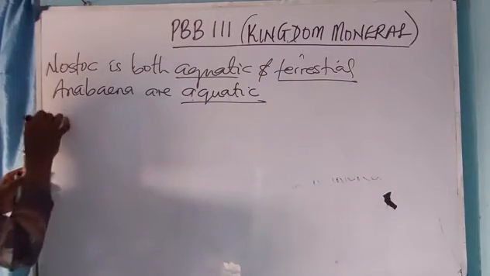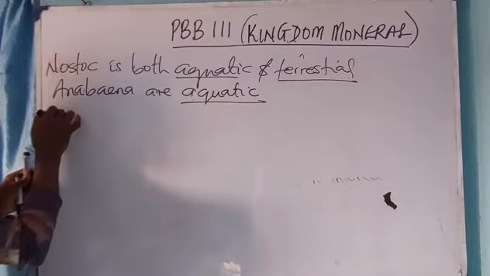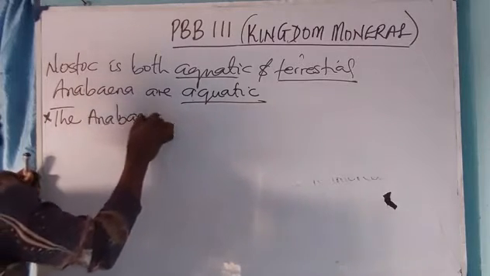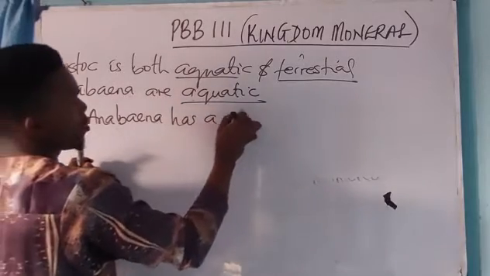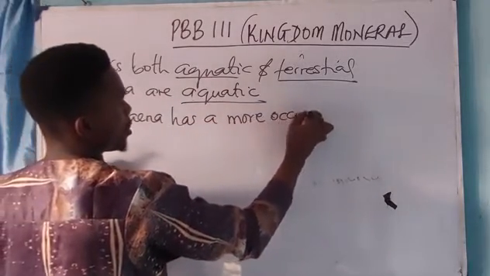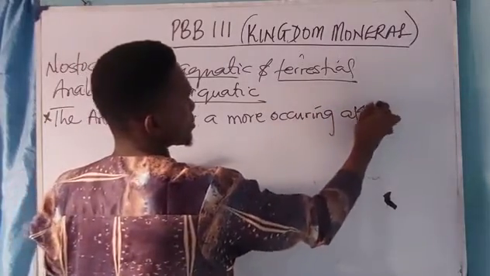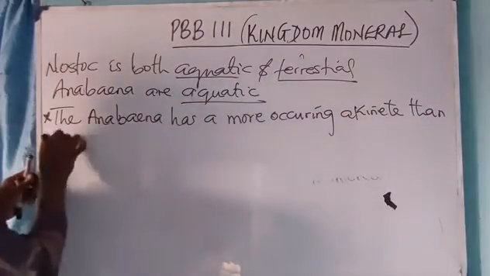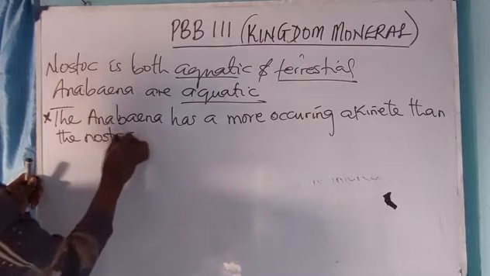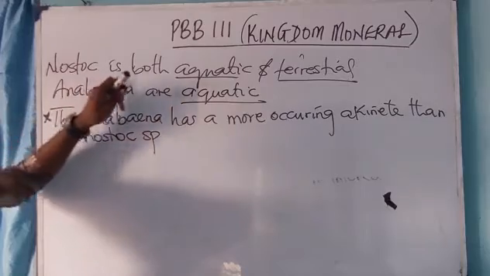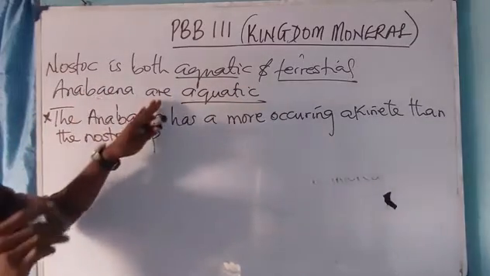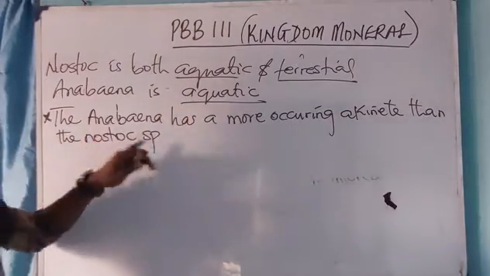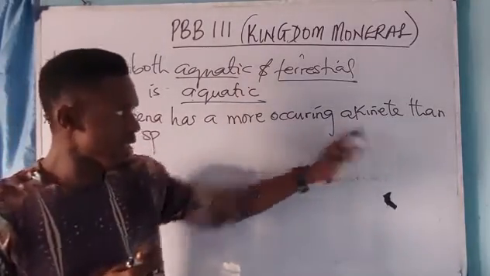Take note of that. Anabaena has a more occurring akinetes than the Nostoc. Look at it. Nostoc is both aquatic and terrestrial, but Anabaena is just aquatic. Then the Anabaena has a more occurring akinetes than the Nostoc.